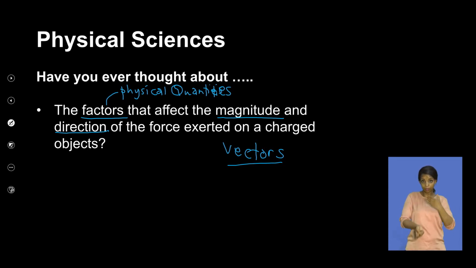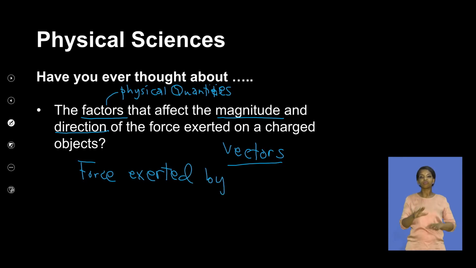But remember, every force is an applied force. We can talk about force exerted by, as an example, charge 1 on charge 2. The main thing about forces as vectors is that a force is always exerted by something on an object. So in the context of charges, we can take, for example, charge 1 and charge 2. Our main idea here is to look at which factors affect the magnitude and direction of the force.